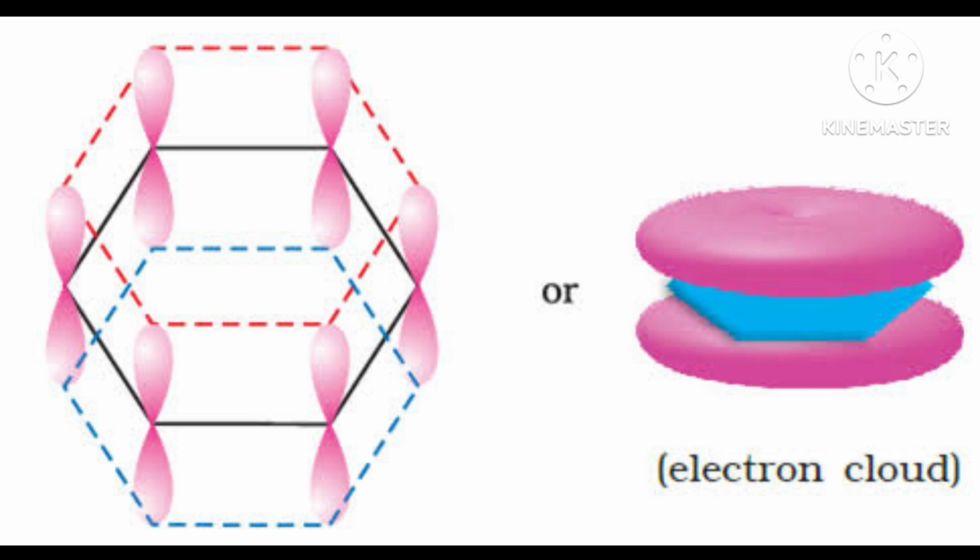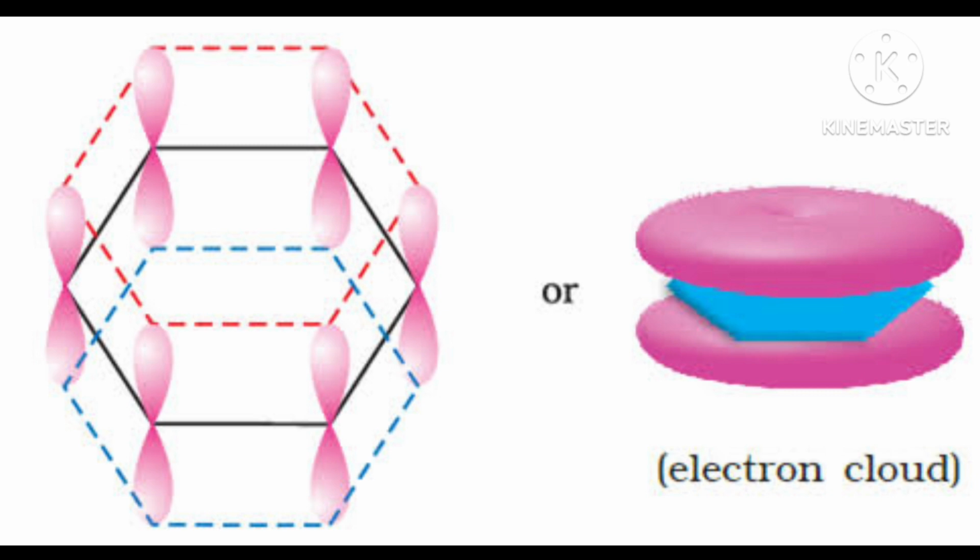Today I am going to discuss resonance and stability of benzene. According to valence bond theory, the concept of oscillating double bonds in benzene is now explained by resonance. Benzene is a hybrid of various resonating structures.